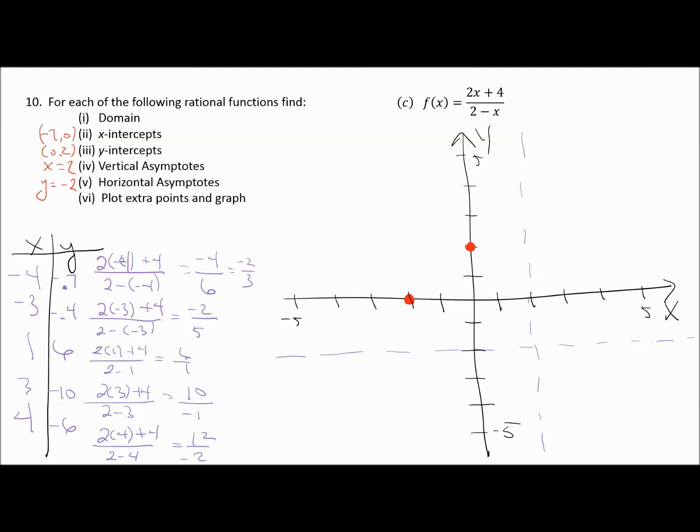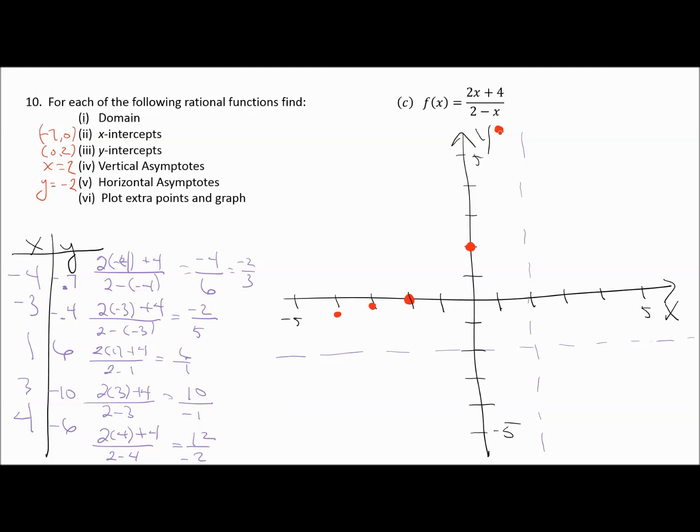So -4, -0.7. So I'm at -4 and almost at -1, so -0.7. And then -3, -0.4. So that's even higher, almost at a half negative. Okay, and then I plugged in 1 and I got 6. So here's 1. 6 was off my scale a little bit. Right there will be just fine. And that looks good. I can tell what's going on from there.